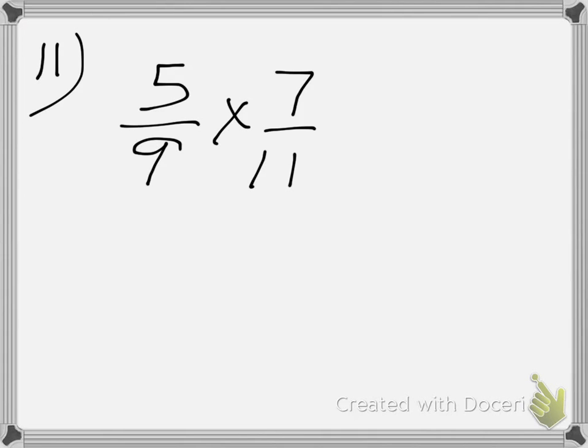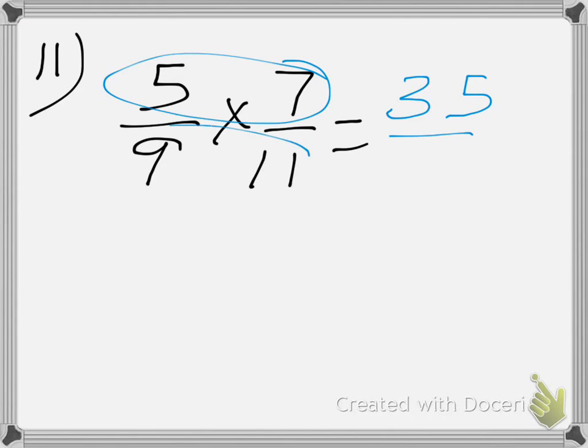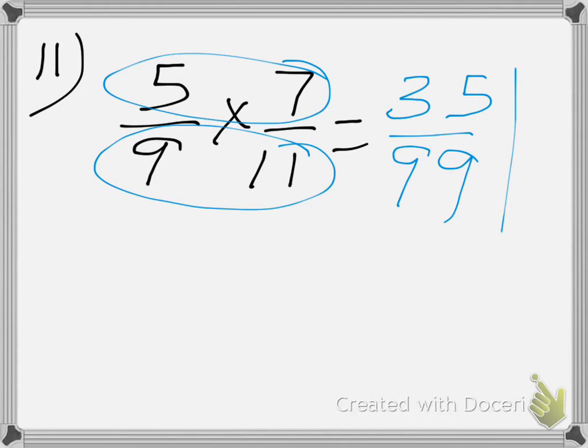On 11, we're simply multiplying. We don't need common denominators. On this particular problem, we cannot cancel, so we simply multiply numerator times numerator and get 35, and denominator times denominator and get 99. And 35 99ths, 35 only has factors of 1, 5, 7, and 35. And none of those work for 99. So we're going to end up with our answer 35 over 99.